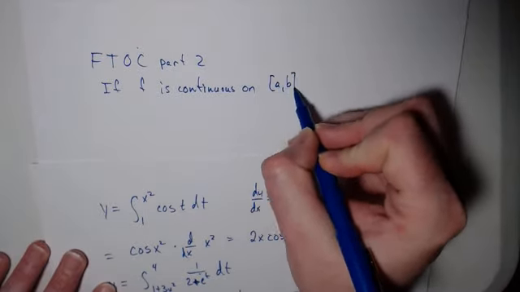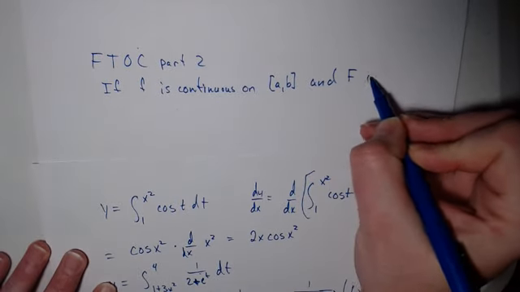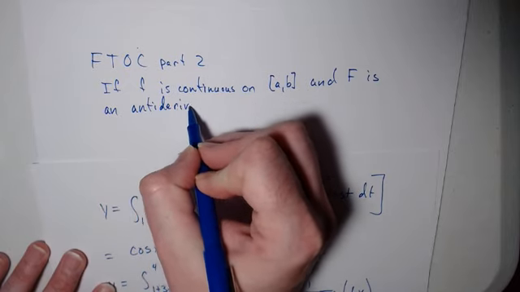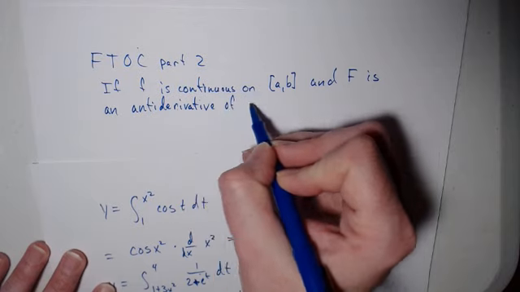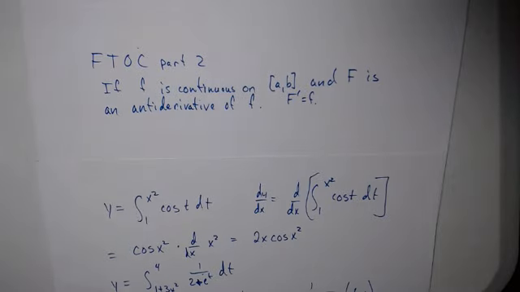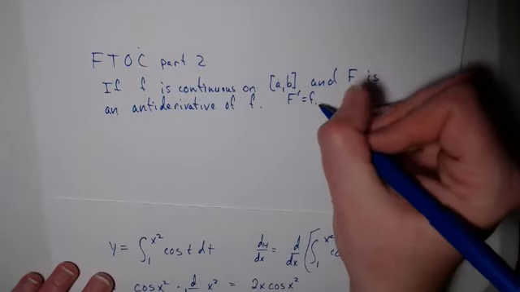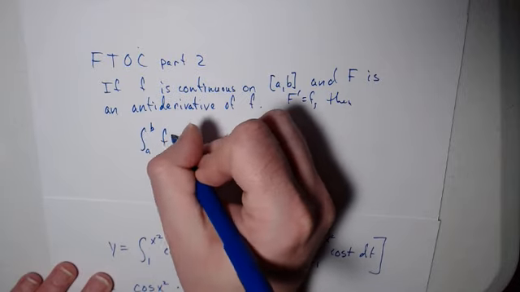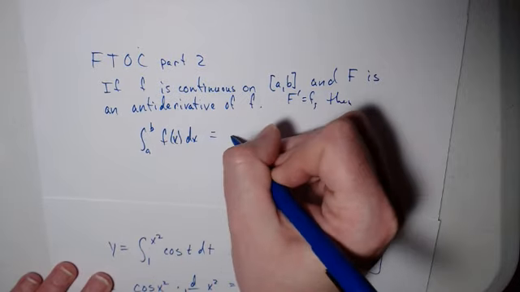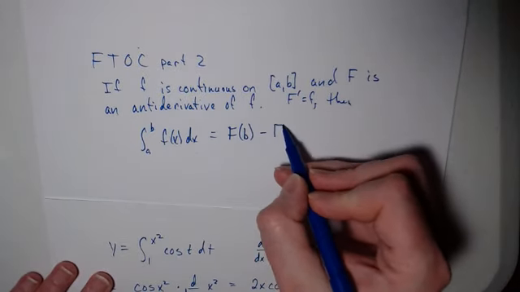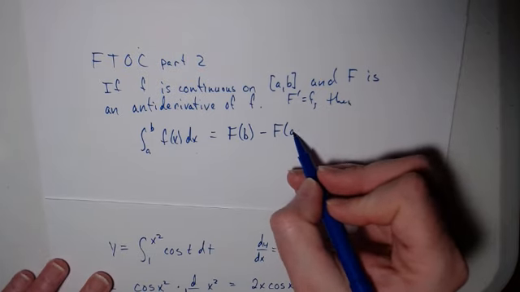On [a, b], and cap F is an antiderivative of little f. Remember, that means that cap F prime equals little f. It's been a few sections since we talked about antiderivatives. Then the definite integral from a to b of f of x dx can be computed by taking an antiderivative of f at b and subtracting that same antiderivative evaluated at a.